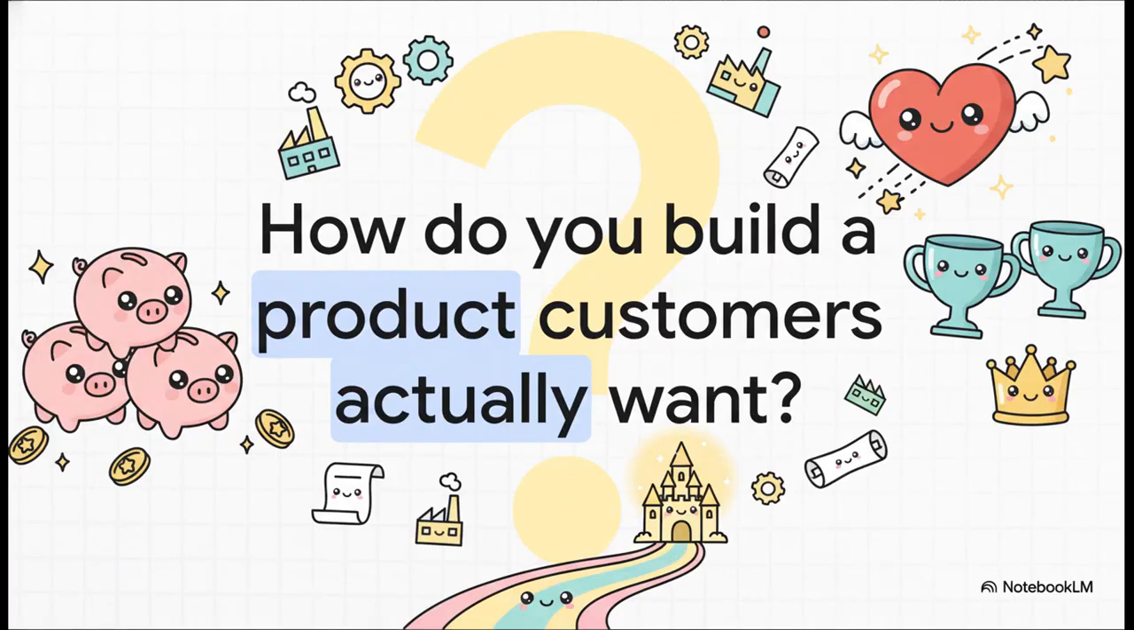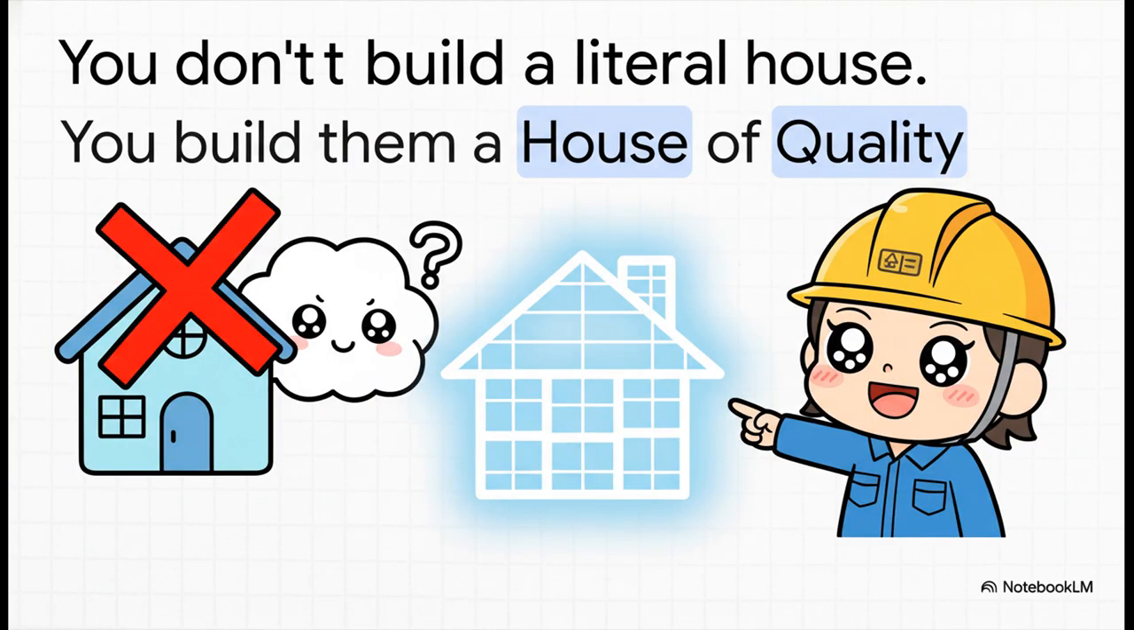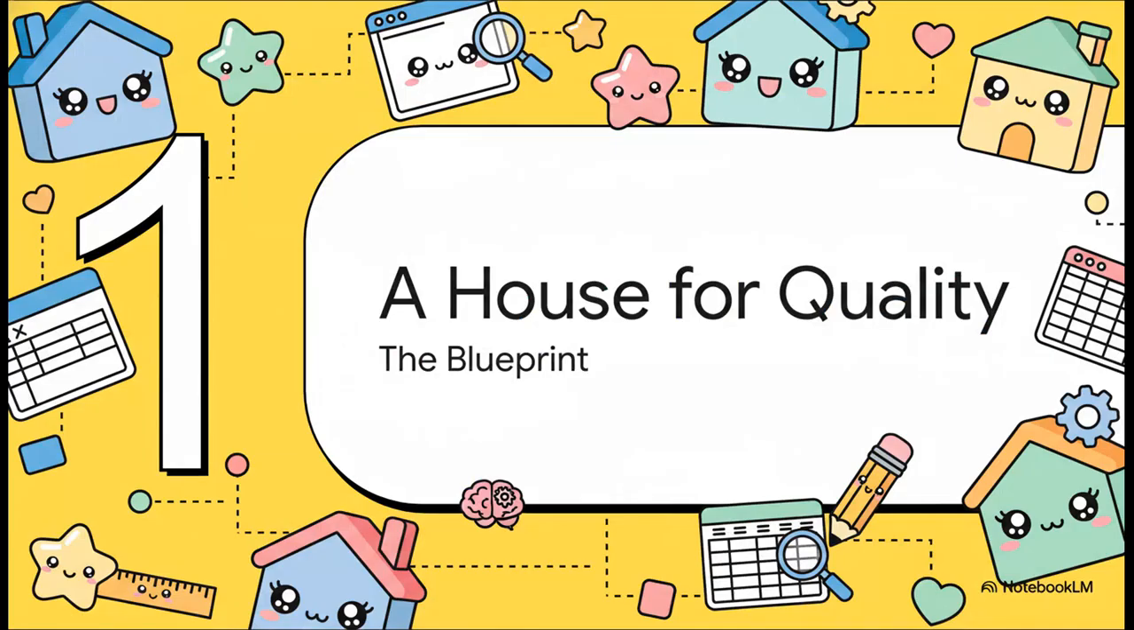I mean, that's the million-dollar question, isn't it? If you get it wrong, you're looking at wasted time, wasted money, and a product that nobody buys. But if you get it right, well, that's how you create something people truly love. And no, I don't mean a literal house with a white picket fence. You build them a house of quality. It sounds a little strange, I know, but it is one of the most powerful tools in product development, and we're going to break down exactly how it works piece by piece. Okay, let's dive right in.